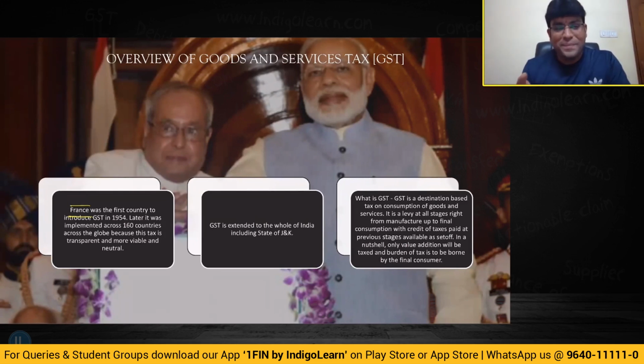We discovered GST. GST is not something India has invented. It is already there in more than 160 countries. France was the first country to introduce GST way back in 1954. Later, it was implemented across 160 countries across the globe because this tax is more transparent, viable and neutral. How it is transparent and neutral, that we'll talk about. Don't worry.